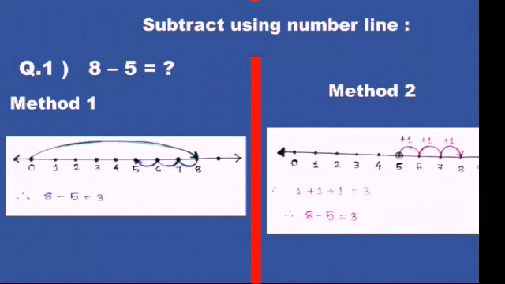In the first method, see, as it is written, 8 minus 5 equals question mark. So we first have to draw the line, then place the numbers. Then I have marked from 0 to 8. Then I have counted back. I started counting from 8 and counted back to 5. Then how many steps have I counted back? 1, 2 and 3. So the answer is 3. This is the first method.